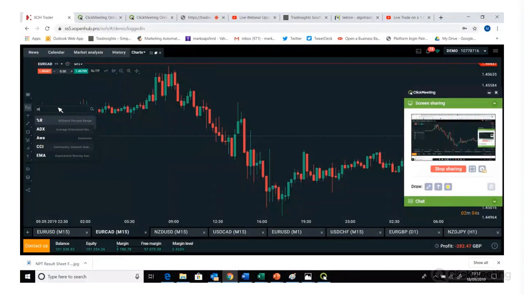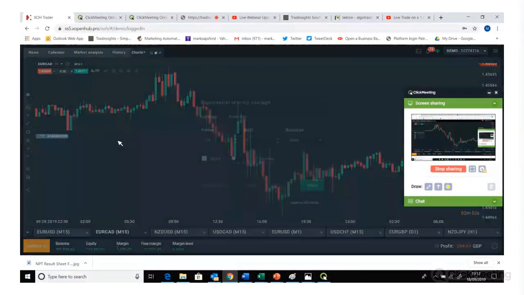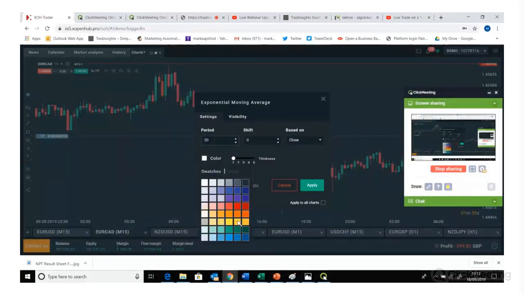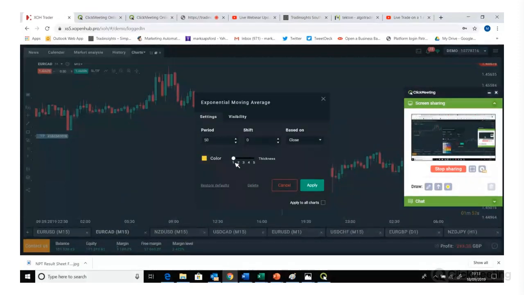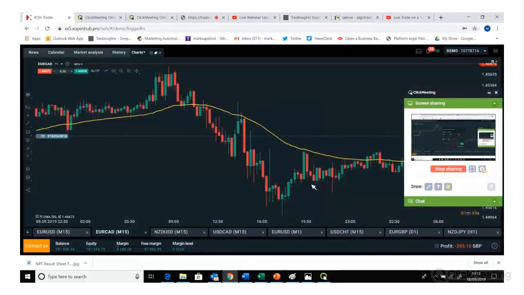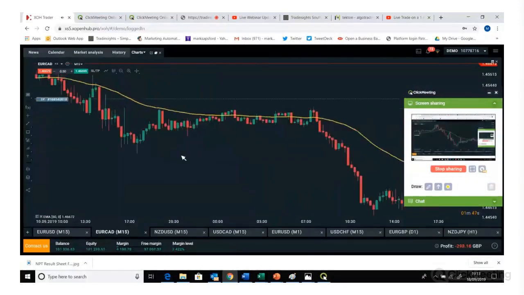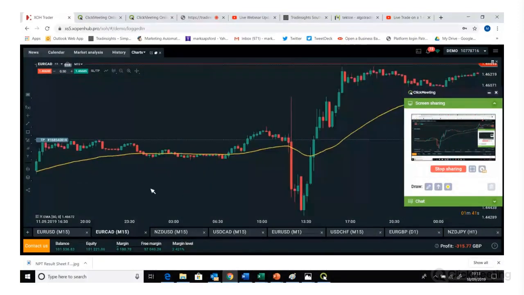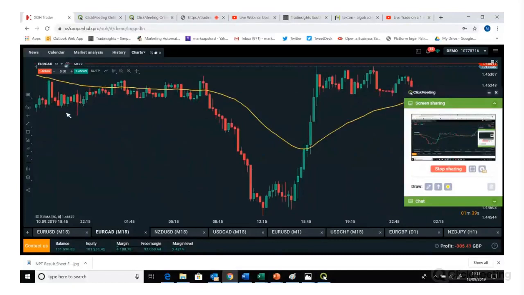So we'll put a moving average on of 50, and we'll color that red. In fact, we'll do nice bright colors. We'll color that yellow. Make it thick as well so you can see it. There we go. So that's measuring the average price of the last 50 bars. So when price is going up, it's usually above the moving average. And when price is going down, it's usually below the moving average.